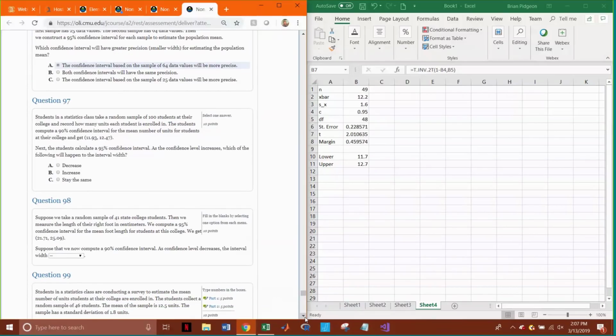All right. 97. We constructed a 90% confidence interval, and then it says next, the students calculate a 95% confidence interval. Well, we have increased our confidence level, which means that the interval width will increase.